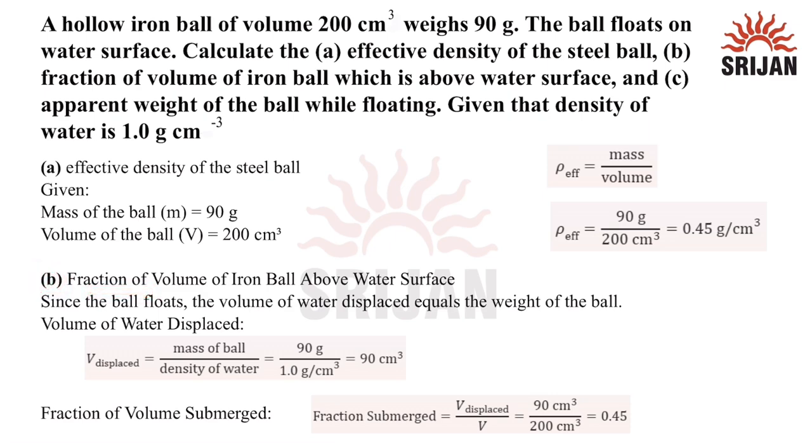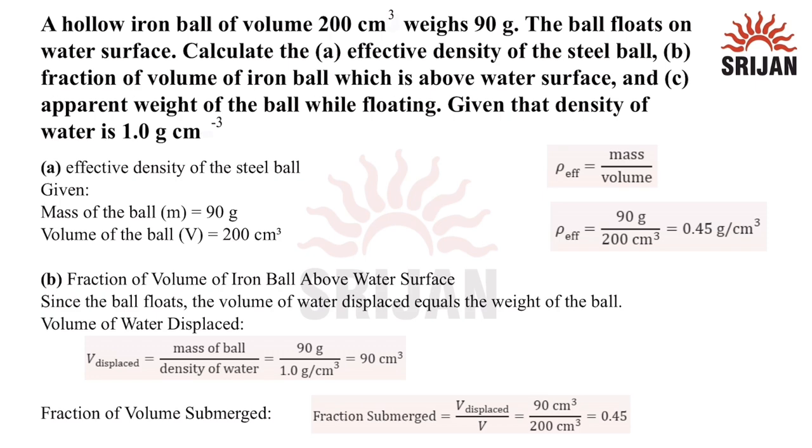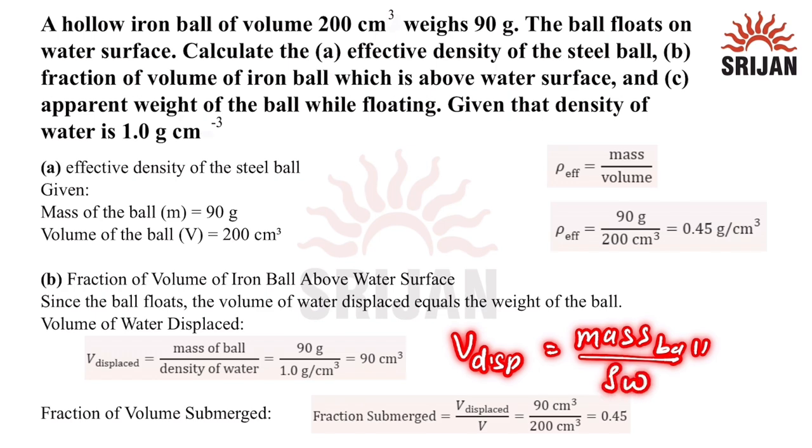Second is the fraction of volume of the iron ball above the water surface. Since the ball is floating, which means that some part of the ball is above the water surface and some is below the water surface. Now, since it is floating, the weight of water displaced equals the weight of the ball. So, the displaced volume can be found out by mass of the ball divided by density of water, which comes out to be 90 cm³.